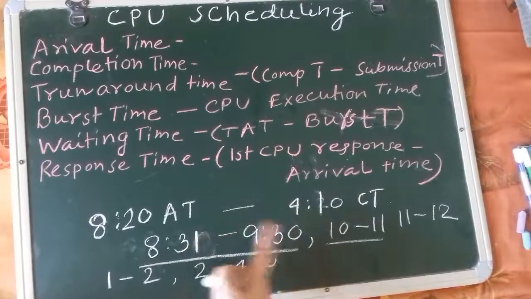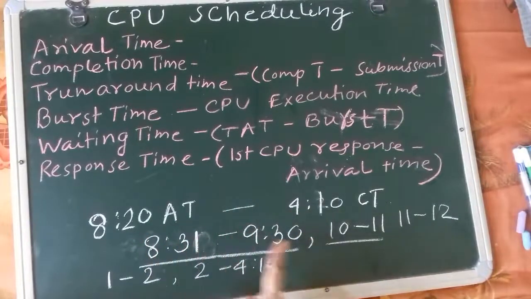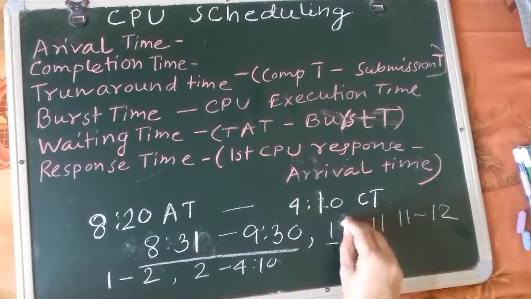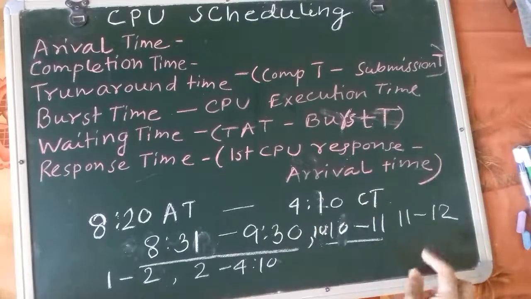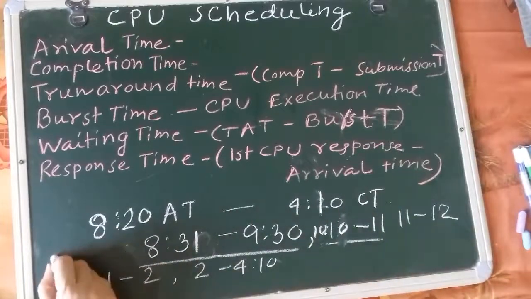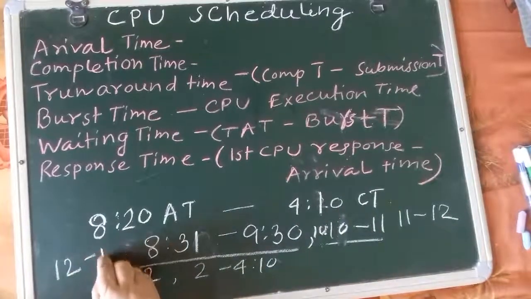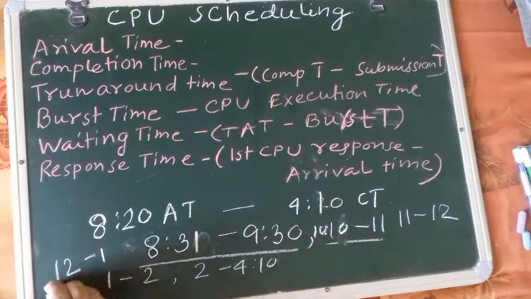So this 1 minute will be reduced from here. This 1 hour will be taken as 59 minutes, and 1 minute will go for the waiting queue. Maybe this teacher came at 10:10. Not only that, from 12 to 1 you have got a break. So 12 to 1 you have got a break time.